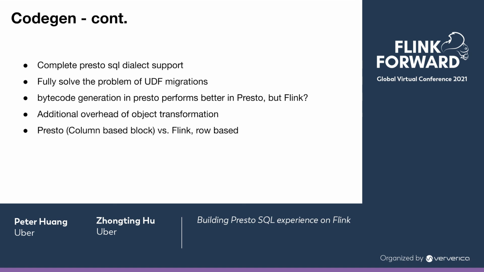And for this CodeGen running, we also need to think about the memory overhead, because Flink is very memory sensitive, and this additional overhead will bring more memory usage, potentially, from the Flink side.